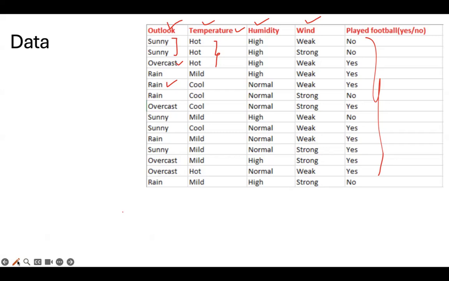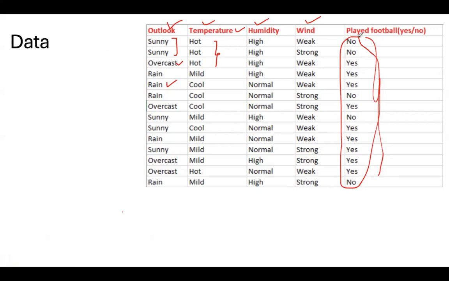First of all, forget about outlook, temperature, humidity, and wind. Just look at the last column and see how much noise is present in the system. In this data, how much noise is present? Just have a look at the final column and see that you have got a mix of yeses and nos there.